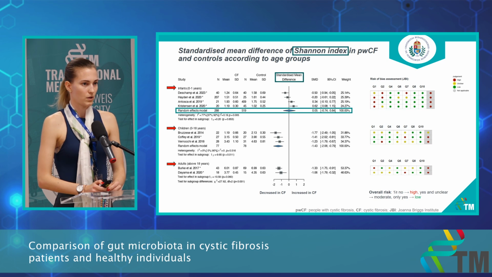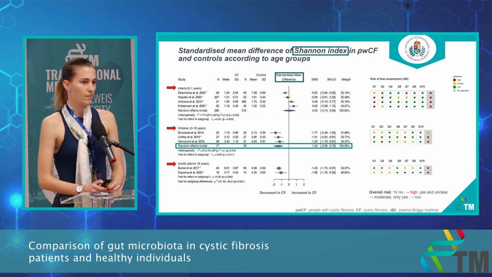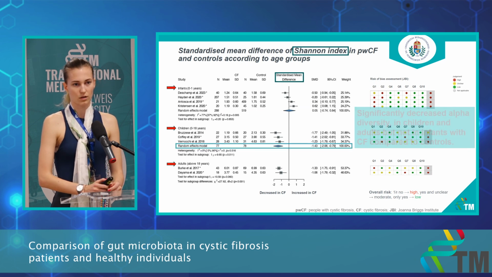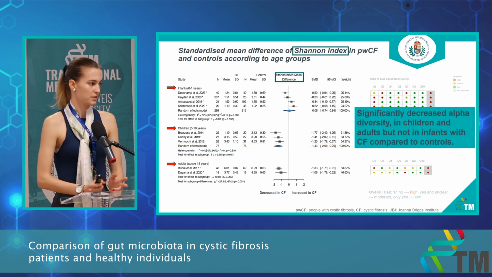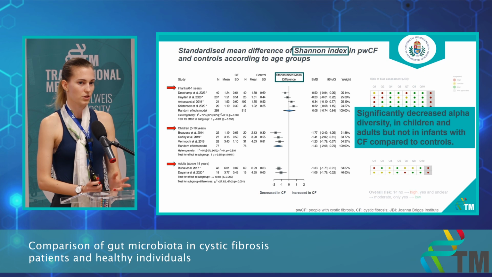So in the first subgroup, infants, there was no difference between the 2 groups in terms of diversity. Then in the subgroup of children, alpha diversity was significantly decreased in CF patients. So we can conclude from this slide that there is a significantly decreased alpha diversity in children with CF compared to controls.